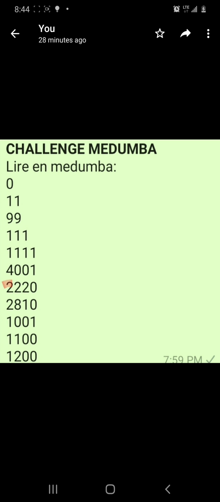Pour 10 0. 11 se lit. Nchub ham. This is how you read 11. Nchub ham. This is how you read 99. Nchub ngam va'a. Nchub va'a ngam va'a.